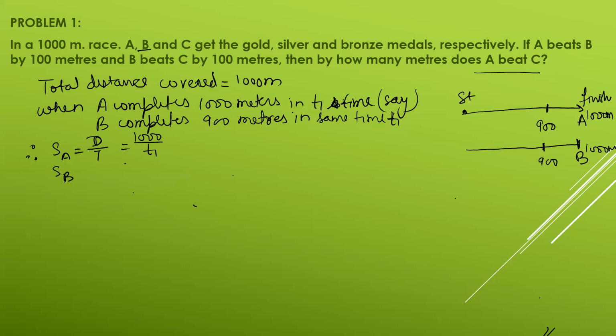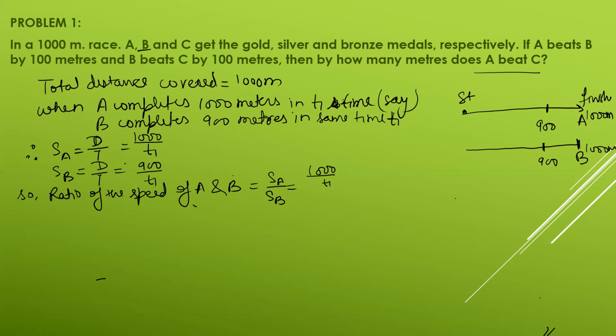Also, what is the speed of B? This is also distance upon time, which is equal to 900 upon T1. Now let's find out the ratio of the speed of A and B. So ratio of the speed of A and B is equal to SA upon SB, which is 1000 over T1 and 900 over T1. You cancel T1, you will get 1000 over 900. Keep it as 1.